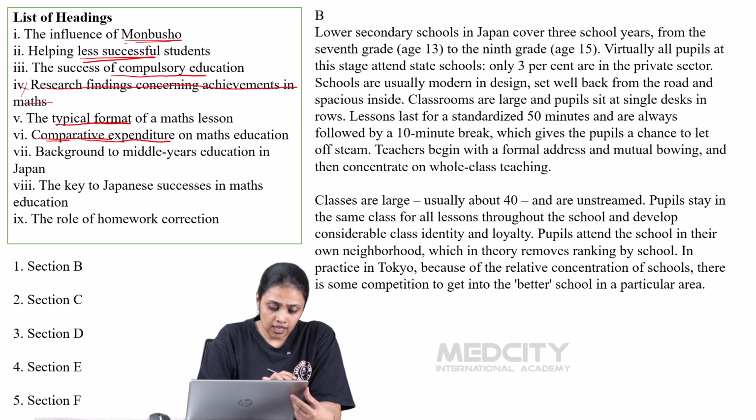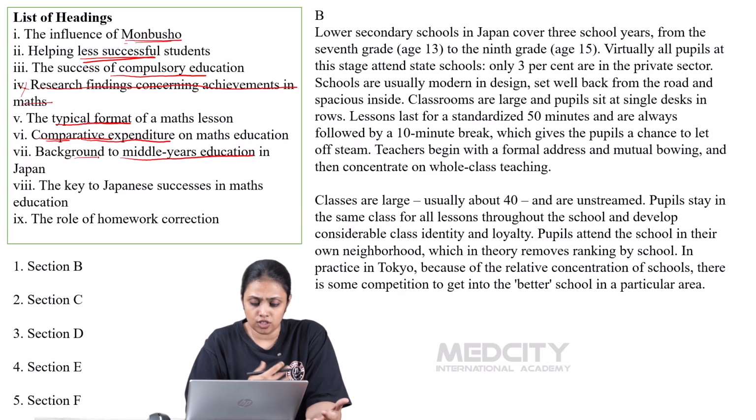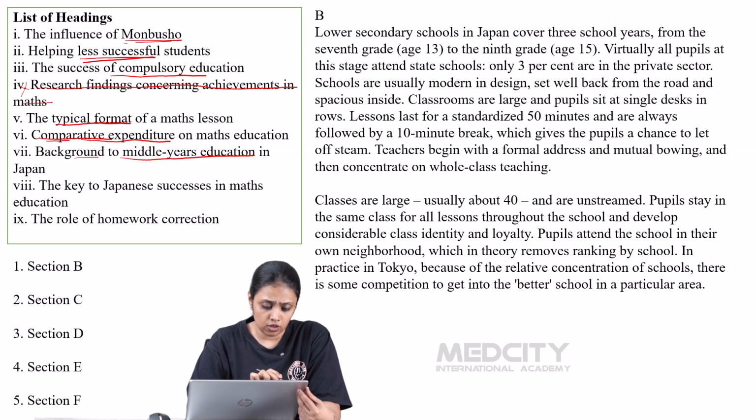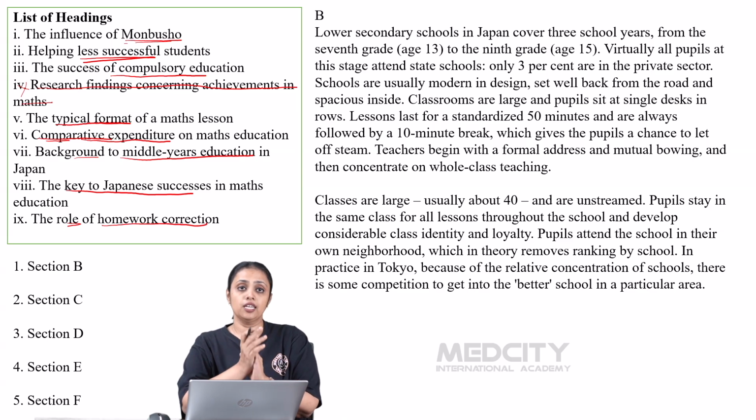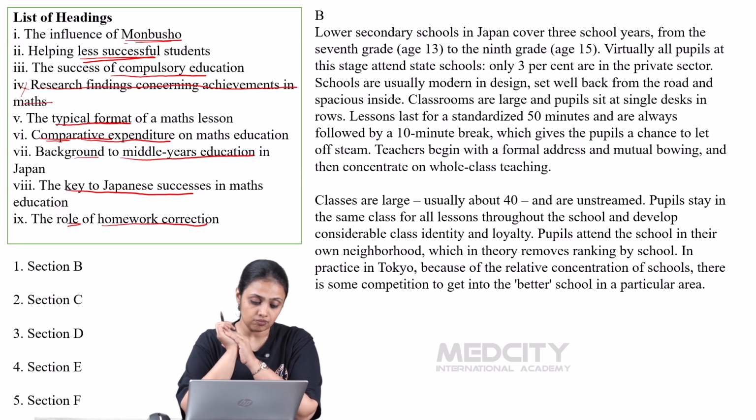Then another one is background to middle years education. Are they talking about middle years education? That means between the age of 12 to 15, that is middle years education in Japan. Is the background of that mentioned in any paragraph? Then the key to Japanese success in maths education. What is the key to Japanese success, the main reason? Then the role of homework correction. Is any paragraph detailing homework correction?